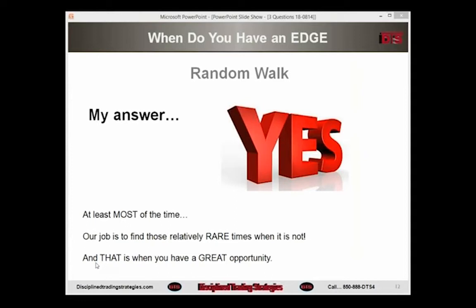So most people, rather than looking for the great opportunity, that small percentage of the time, they're out there looking at the poor opportunities the majority of the time. Make sense? Where do I get 97%? Well, 97% comes from this.